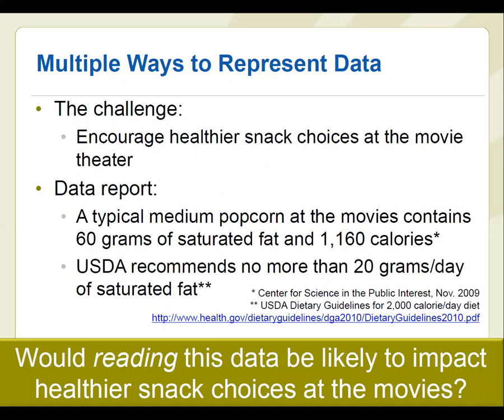But would this impact an audience to make a healthier snack choice? Is it easily memorable? And I always think of a 2-day test. If your reader actually read all this, consumed it, would they remember this information in 2 days? Would this spur them to make a change? Maybe not.